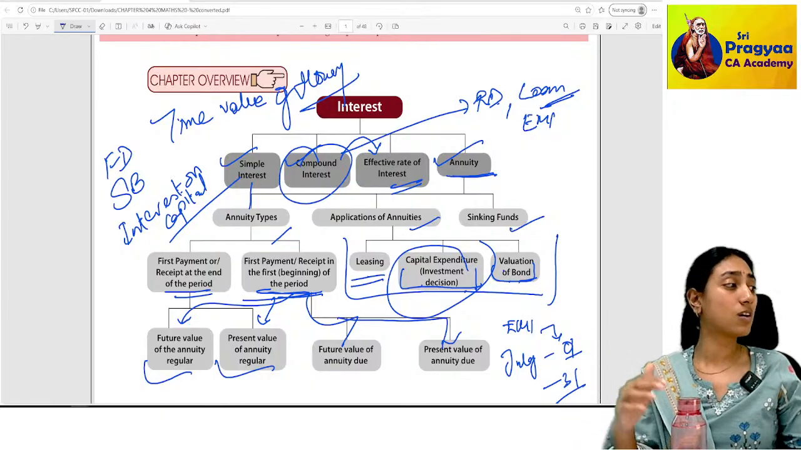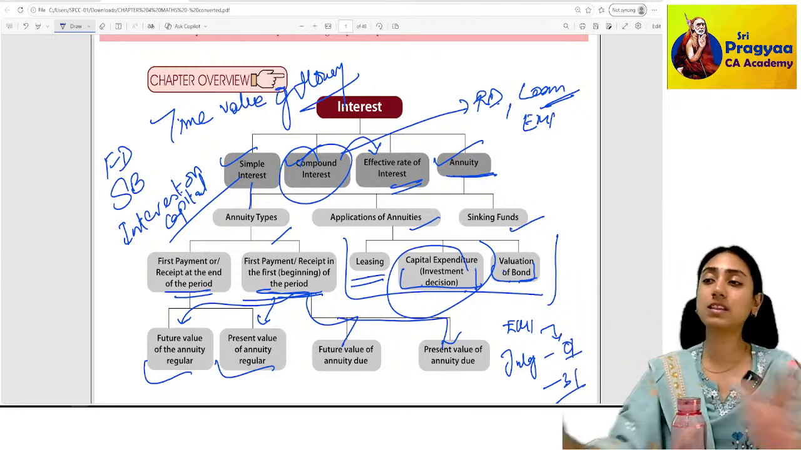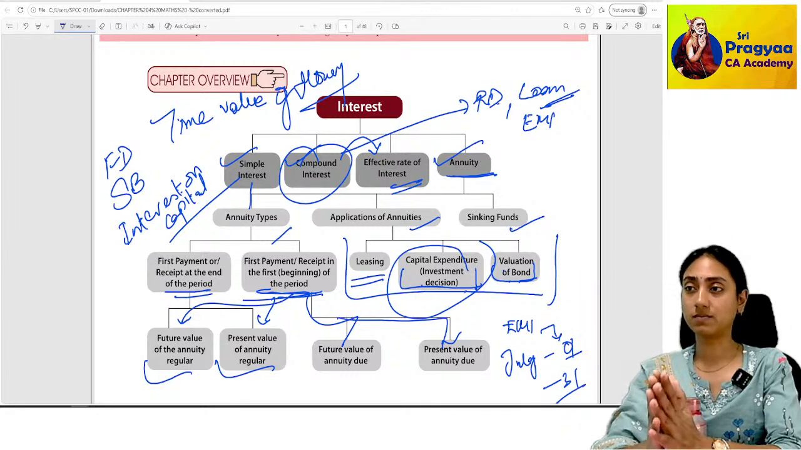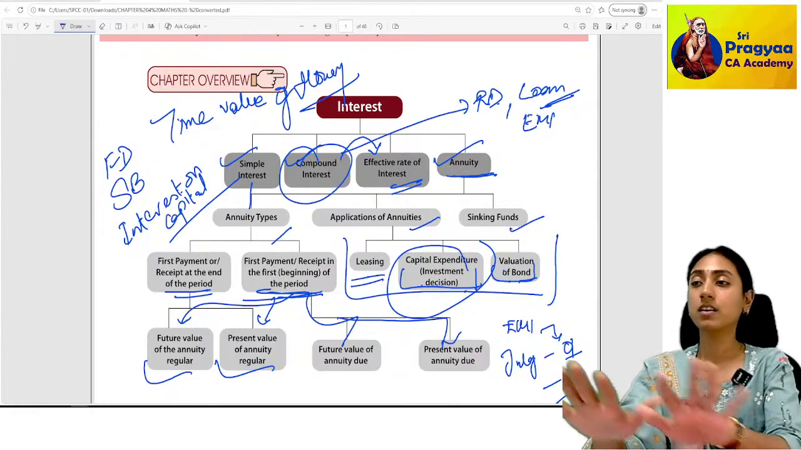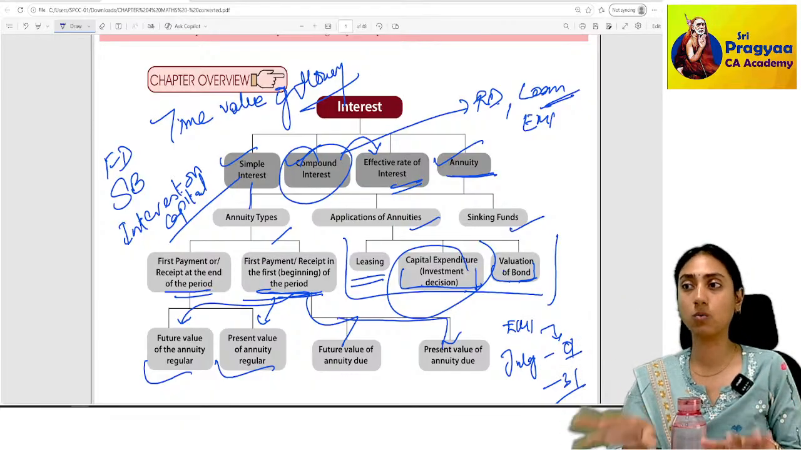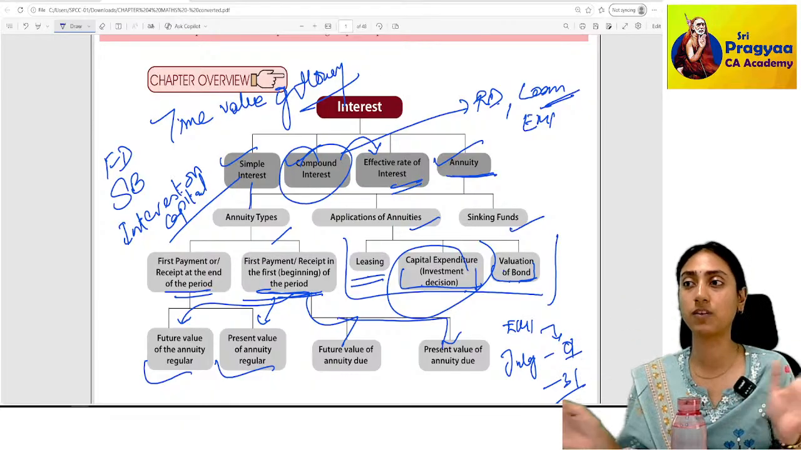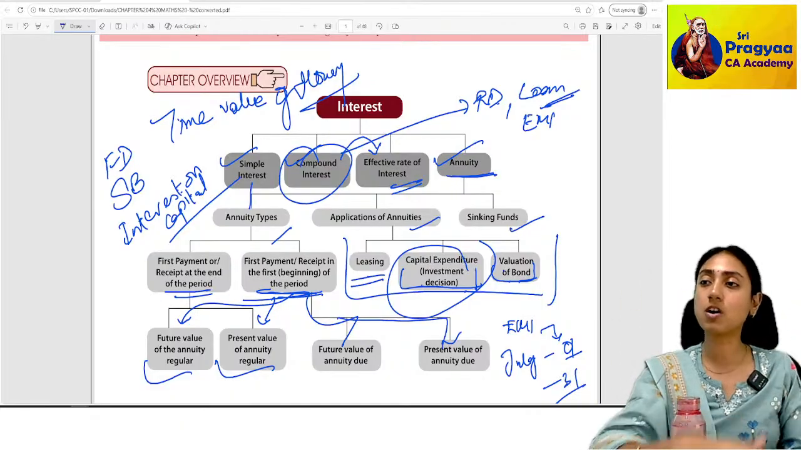These are concepts you will learn in your auditing as well. All these are correlated. Whatever you read now forms the basis of what I've explained for almost the last 10-15 minutes, which is a combination of accounts, costing and auditing.